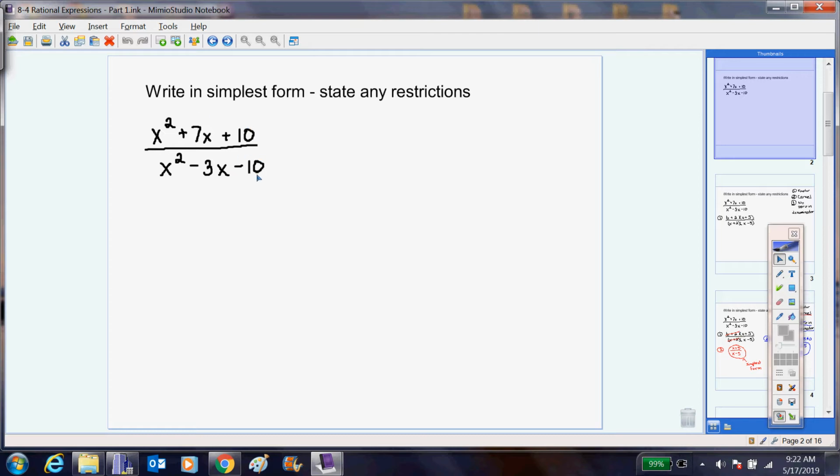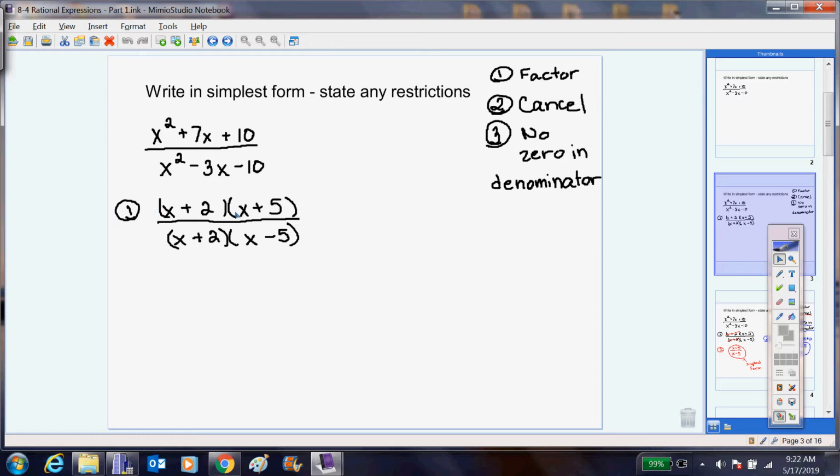And here we're looking at the negative 10. What numbers that are multiplied together give you negative 10, but then when you add them, you get negative 3? Negative 5 and positive 2, good. So we do that factoring process. Now you guys are getting good enough that both of you did that in your head. That's fantastic.